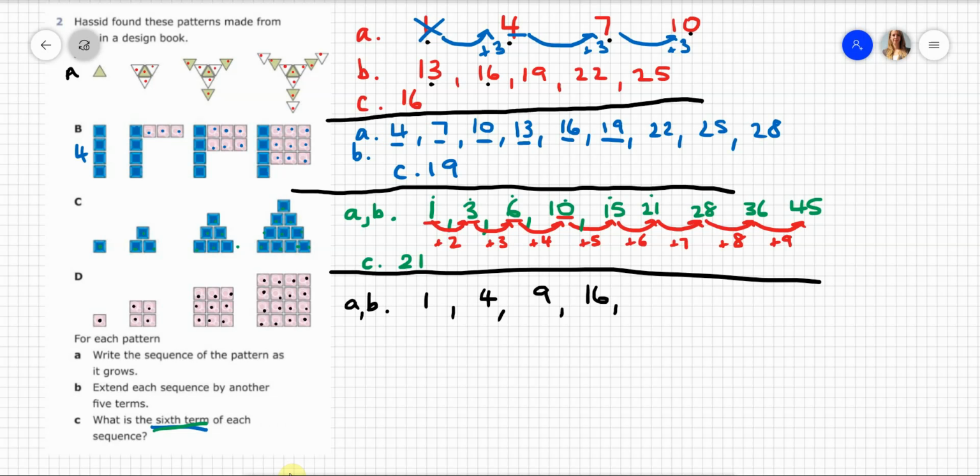Now, what's this sequence? We could look at the differences again. It says plus 3, plus 5, plus 7. So I think next would be plus 9.